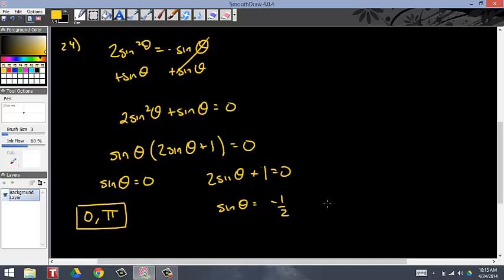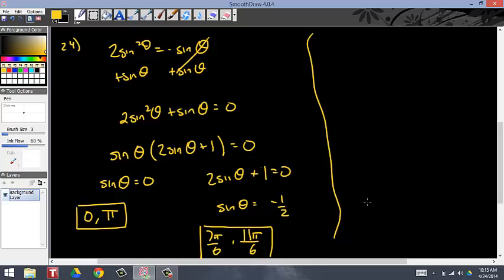Negative 1/2 on the unit circle in radians. In radians. Max, you got something? Michael, what's up? 11 pi over 6 and 7 pi over 6. 11 pi over 6, and I'll put 7 pi over 6 here. Michael, it doesn't matter on the quiz. If you reverse the two, you're going to get it right. I just like to keep them in numerical order. Okay, so that is 24.